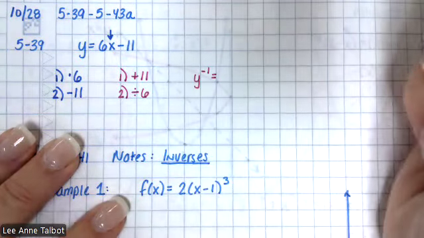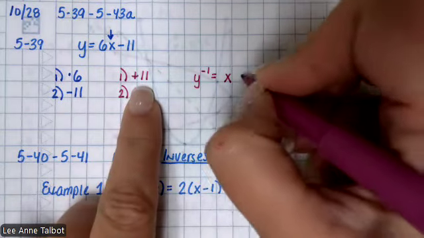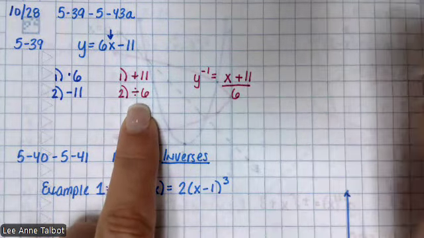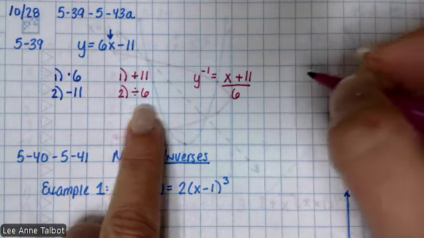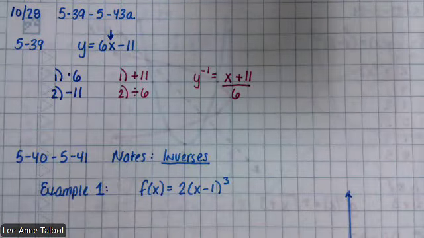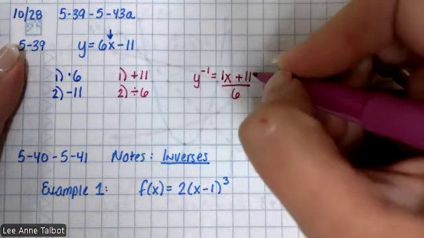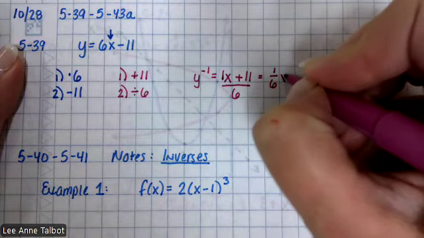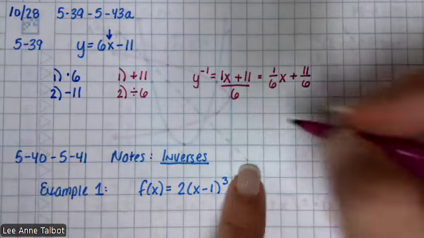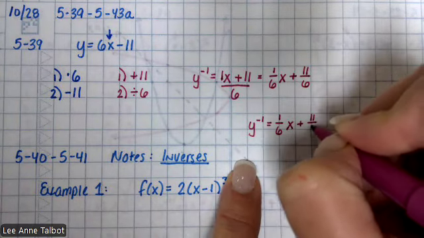Y inverse equals, okay, so every time we write an inverse, we start with an x. Add 11. Divide by 6 on everything. On everything. Okay, now I have to divide both of these things by 6, and I want it to look like slope intercept form. So I'm going to put a 1 in here that we don't normally write and make this 1/6 x plus 11/6. That's slope intercept form. Y inverse equals 1/6 x plus 11/6.